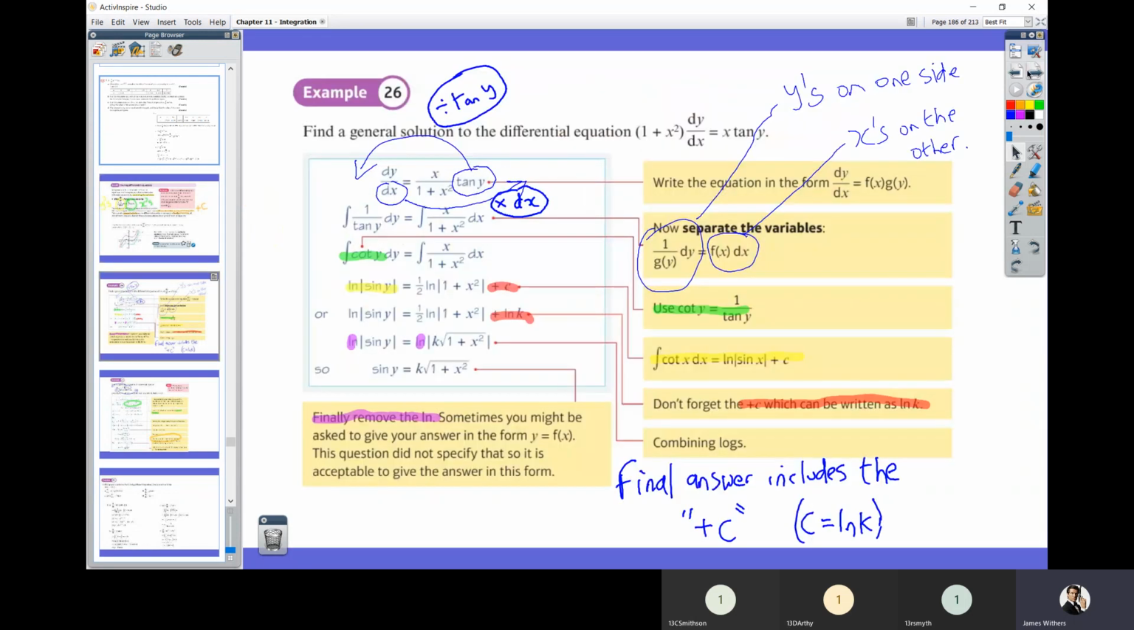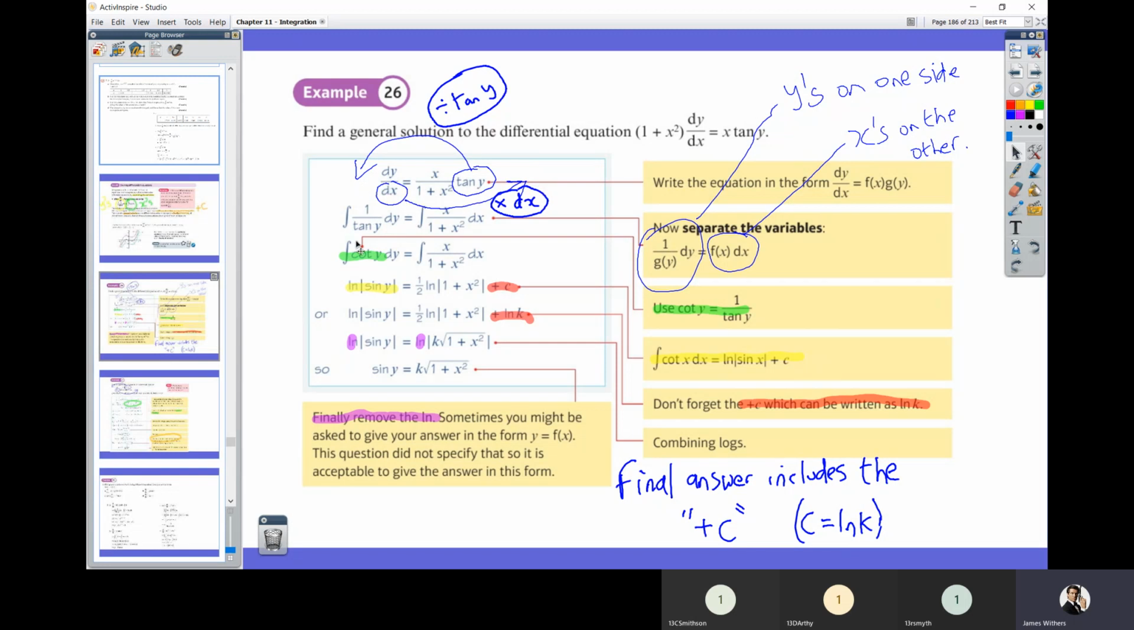So example 26, you would be given a question like this, where you've got x's in it, y's in it, and dy/dx in it. Now, the first step is just to make sure you get everything with y's on one side and everything with x's on the other. So taking this example, we're going to take all our x's to the right and y's to the left. So we're choosing to multiply both sides by dx and divide both sides by tan y.